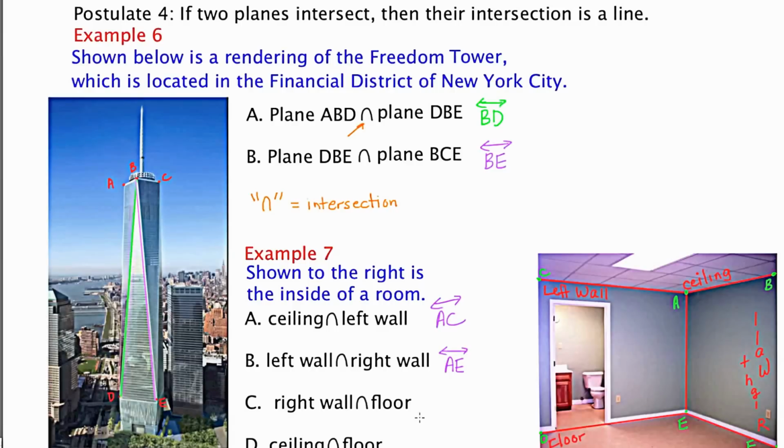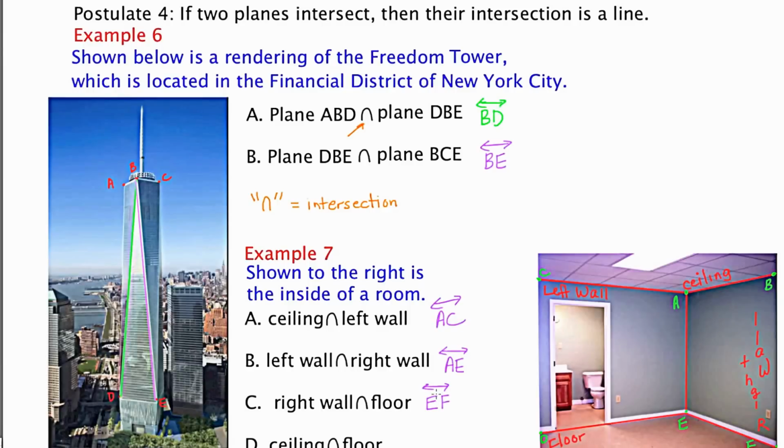Letter C, the right wall and the floor. So here's the right wall over to the right, surprise, surprise, and here's the floor. Now try to identify where they come together. I think it's EF.